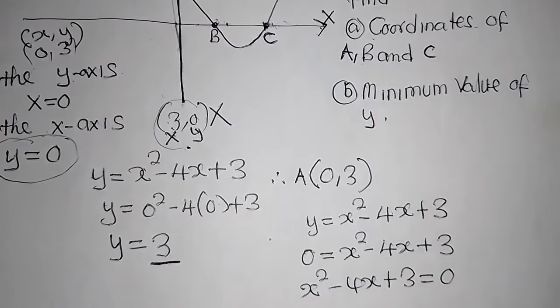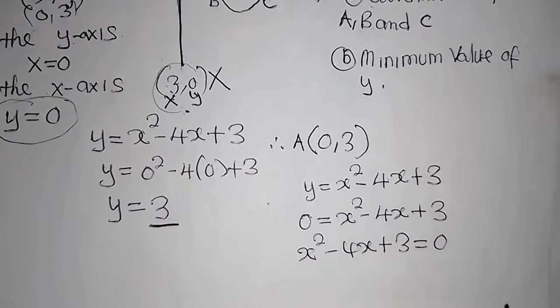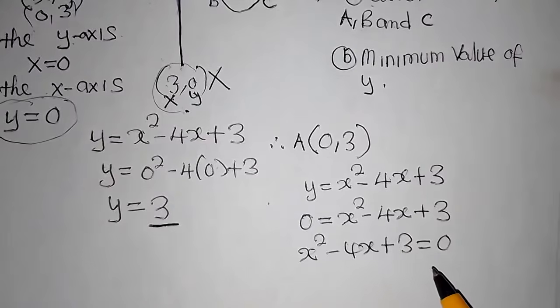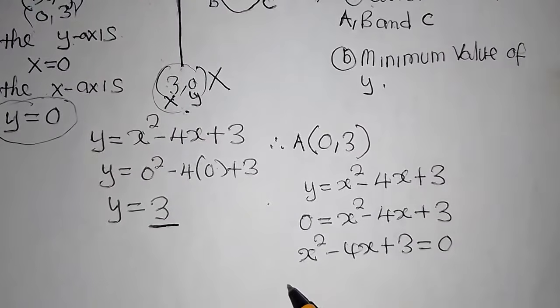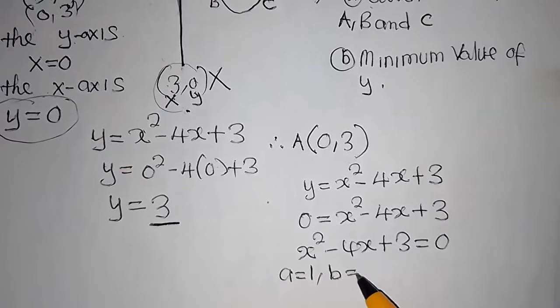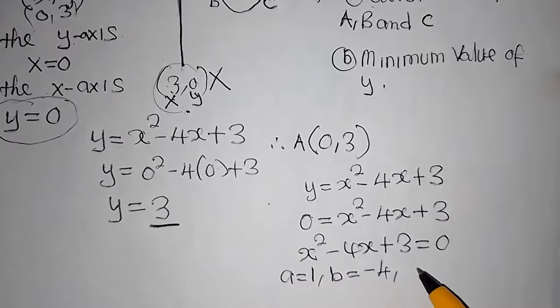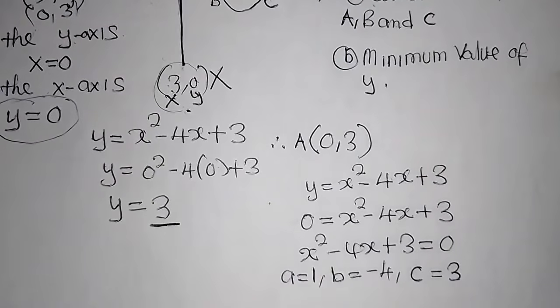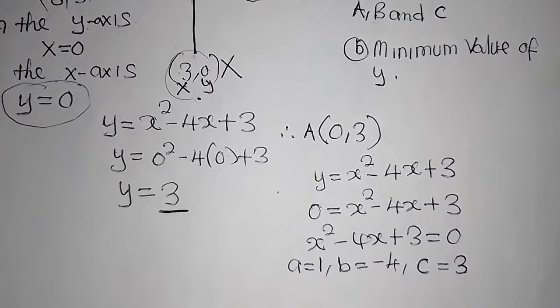Then you solve this using the factorization method. You always solve this using the factorization method. So you find what your A is. Your A is 1. What is your B? B is this one, -4. What is your C? Your C is 3, like this. This is what you need to do. Then you find the product.